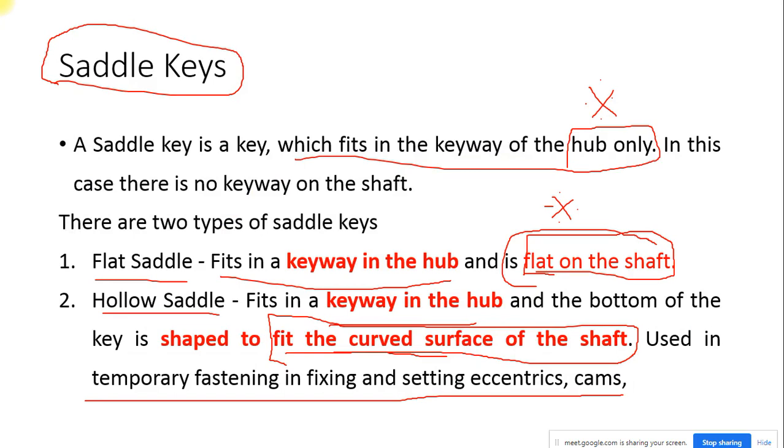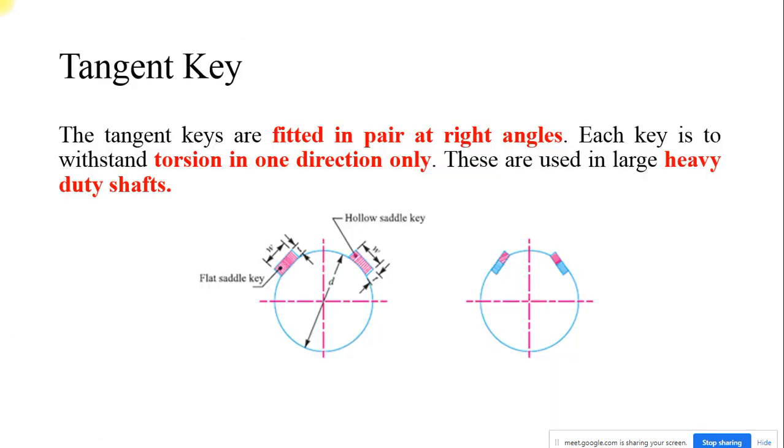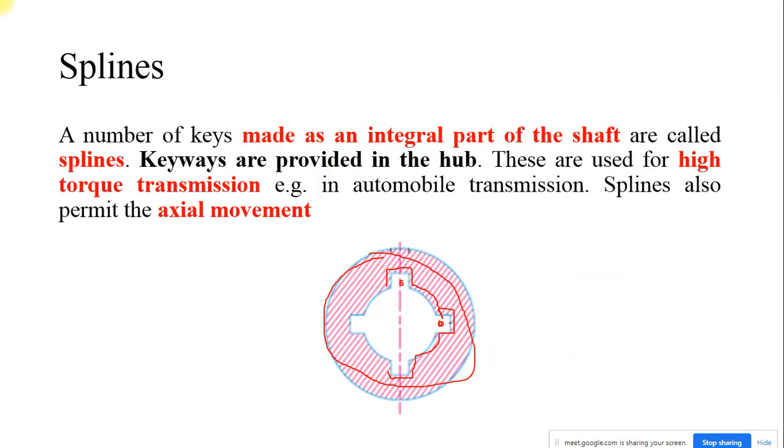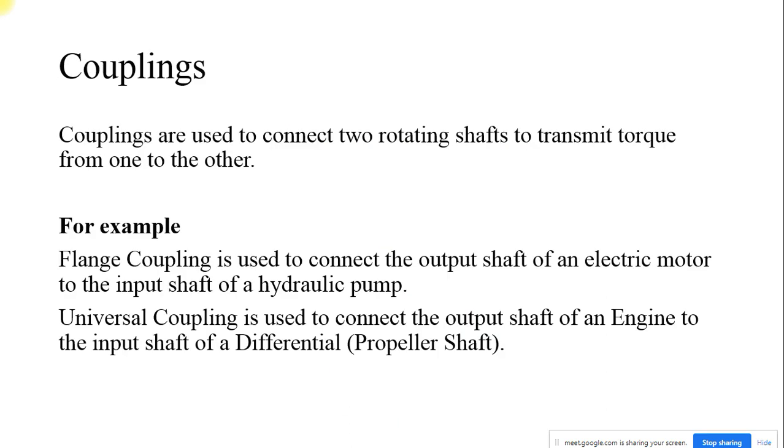So let me look further into different types of couplings. Coupling is also one of the elements, used to connect two rotating shafts. Couplings are used to connect two rotating shafts to transmit torque from one to the other. One of the best examples is an old type of compressor at home, where the motor and the pump in the compressor are connected by means of a coupling. That type of coupling is called a flange coupling. That is the example I give.